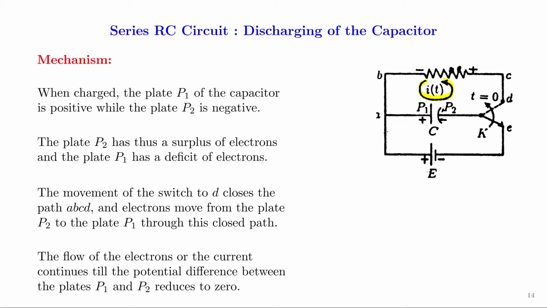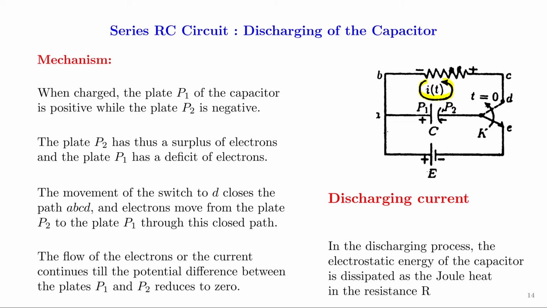The flow of electrons or the current continues till the potential difference between the plates P1 and P2 reduces to 0. The phenomenon in which charge stored on the capacitor gradually decays is known as the discharge of the capacitor. The corresponding current is called the discharging current. In the discharging process, the electrostatic energy of the capacitor is dissipated as Joule heat in the resistance R.